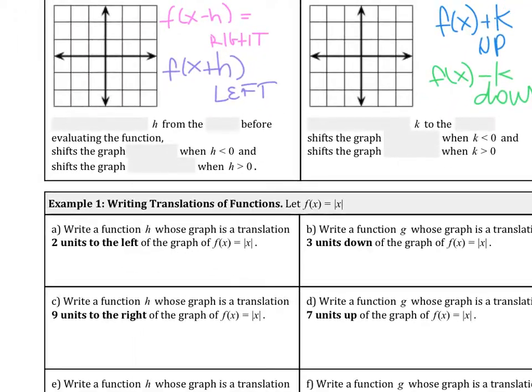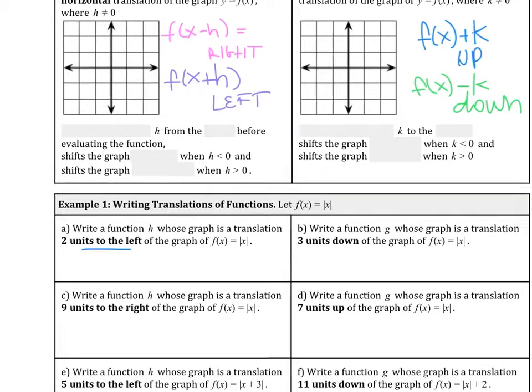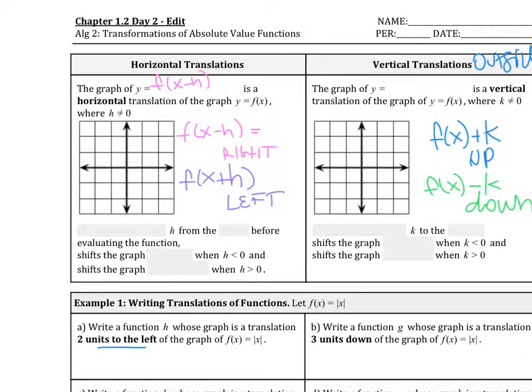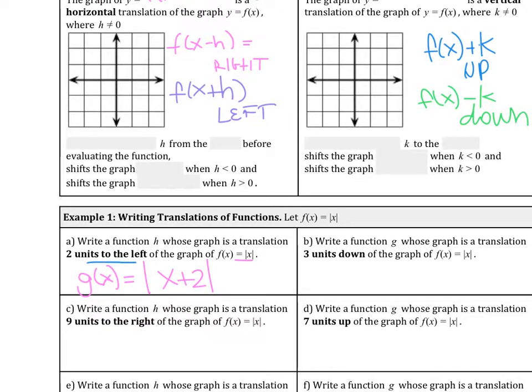Write translations of functions. Let f of x equals absolute value of x. The first one: write a function h whose graph is a translation 2 units to the left. So 2 units to the left means we're doing a horizontal translation, just like up here. Horizontal has to do with something you're doing inside with the x value, so it's inside the parentheses. Left means we're going to add a value with the x. So 2 units to the left, this is what we write: g of x equals absolute value of x plus 2. And then you can read that, right? We know that is left 2.